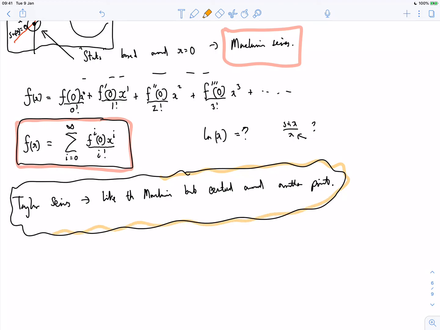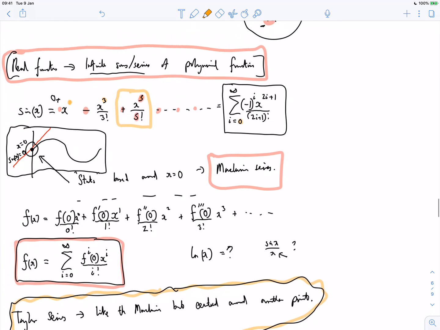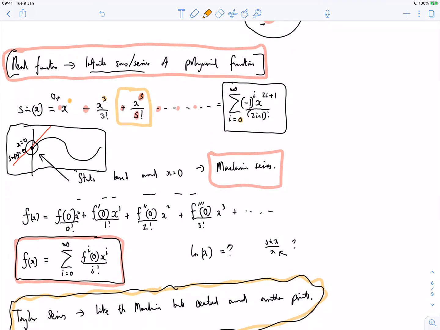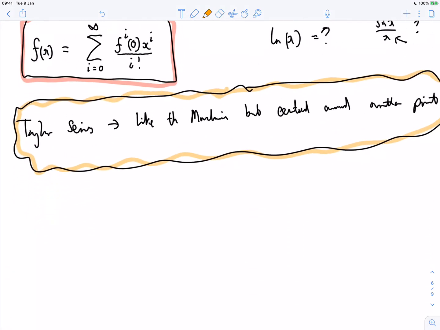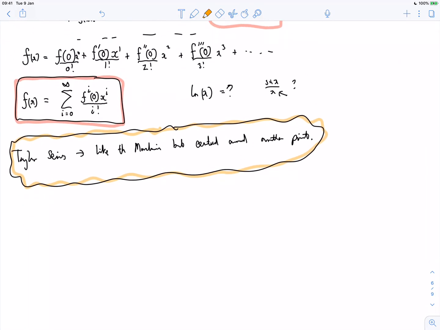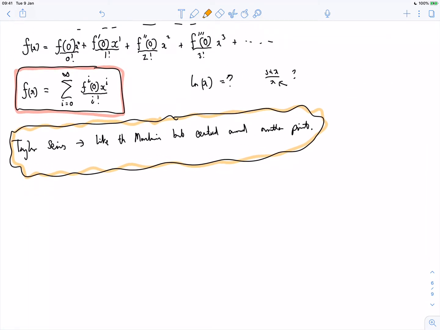So when somebody asks you what's the difference between a Taylor series and a Maclaurin series, you can say, well, the Maclaurin series is an infinite sum of polynomials that expresses a function, but it's centered around 0. And a Taylor series is another infinite sum of polynomial functions, but this time it's not necessarily centered around 0, it could be centered around anything else. So how do we center this about something that's not 0? Well, let's check it out.